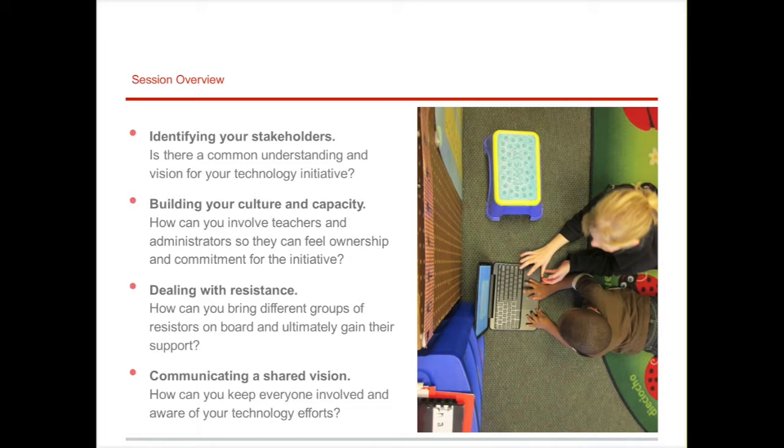The session that we're about to begin is about building support and should give you some of the tools that you can use as you begin, if you're going to bolster an initiative you currently have or if you're beginning a new initiative.